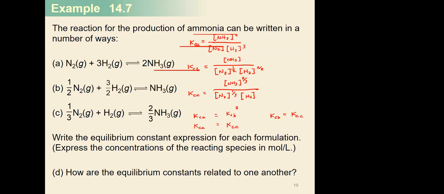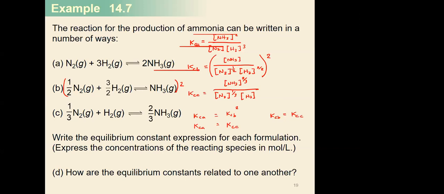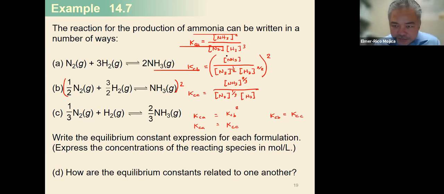Sorry, Professor, what did you do? I squared, because I multiplied the 2 by all the B. If I multiply this by 2, what will happen? I raise everything here by 2. Does that make sense? Yes. By raising it by 2, I will get an expression like the KCA.